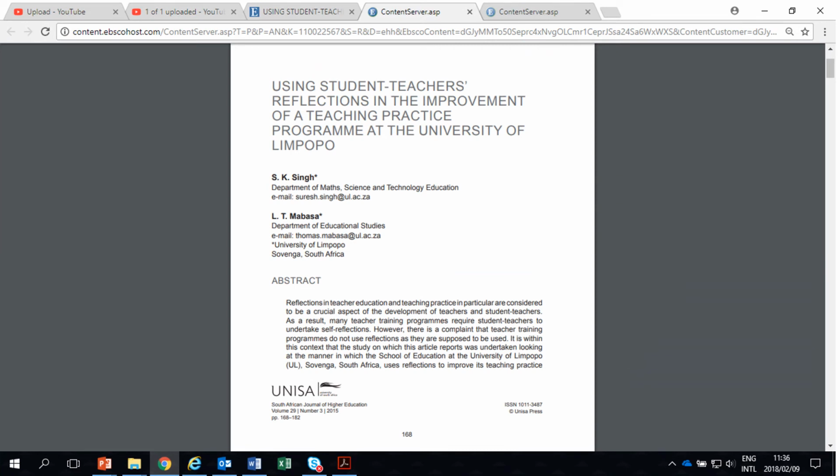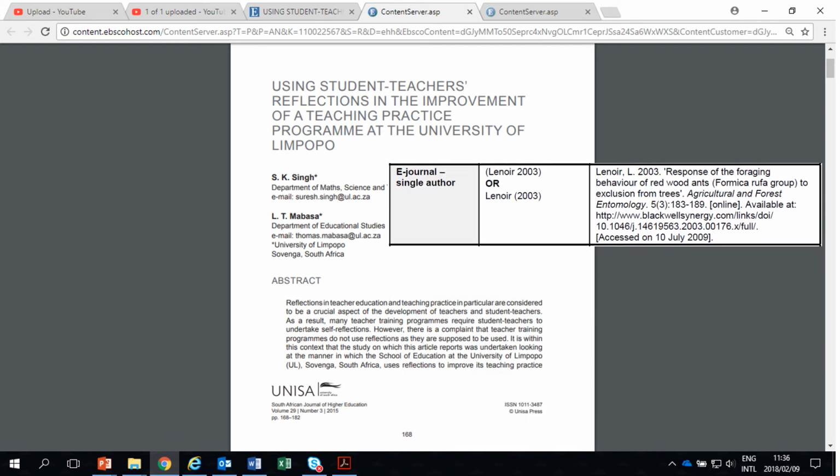Here is an example for you to try. Pause the video now and create the full reference for this online journal article. I have provided the formula from the Embry Referencing Techniques booklet to assist you.